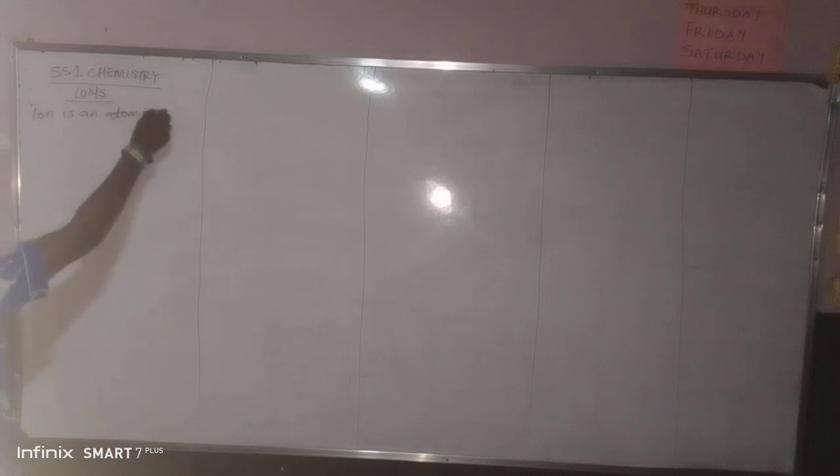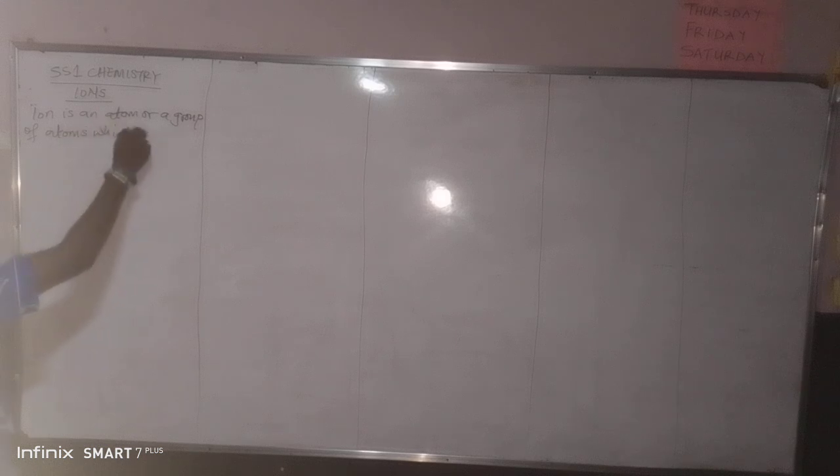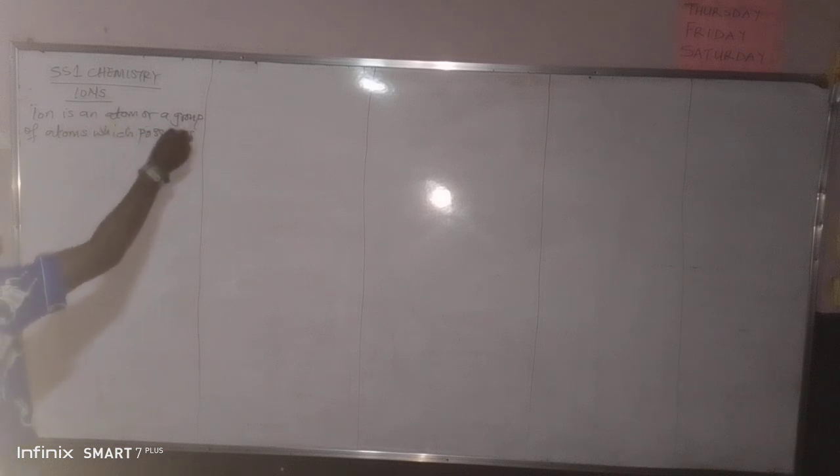Now, ion. What is ion? Ion is an atom or a group of atoms which possesses an electric charge. An atom or a group of atoms that possesses an electric charge is ion.